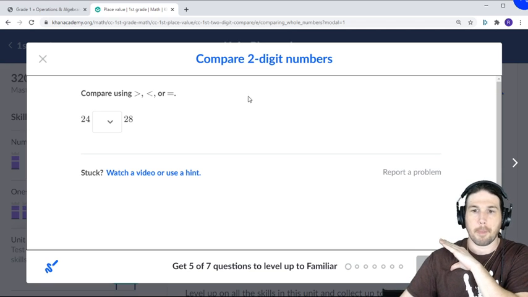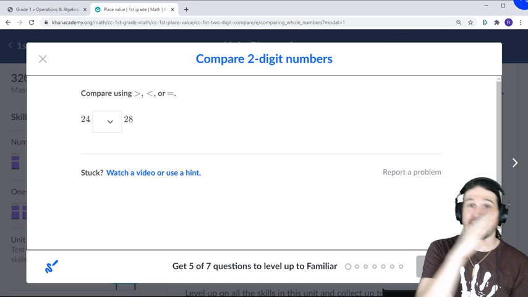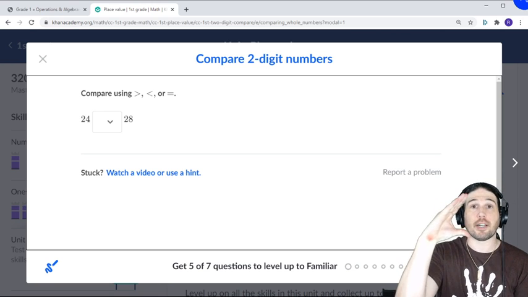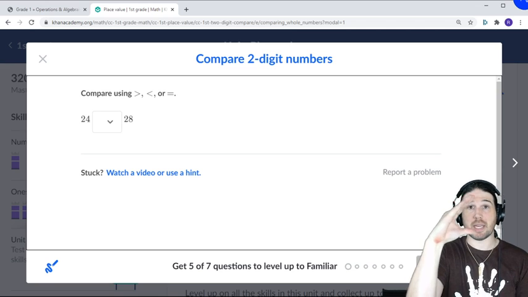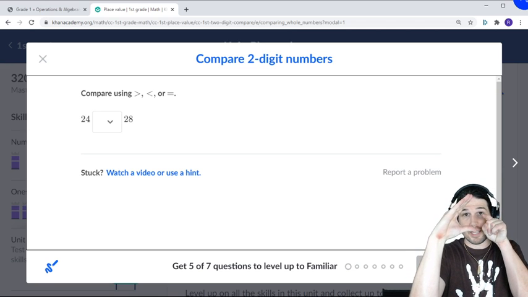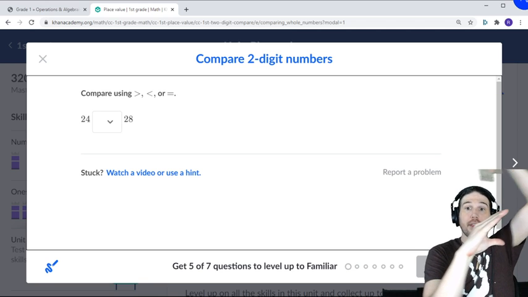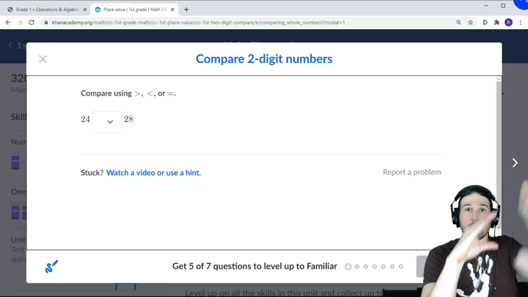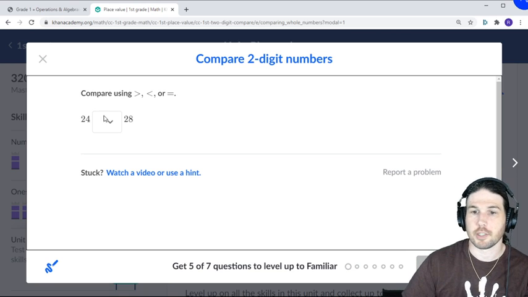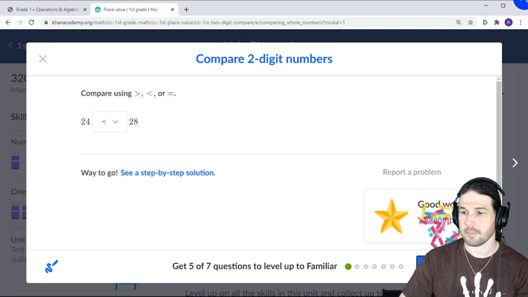Wait. If it's opening to the right, is what I meant to say. If it's opening to the right, that means less than, right? Because the big mouth is pointing to the right. So if I read it left to right, then this number is less than this number. So in this case, 24 is less than 28.